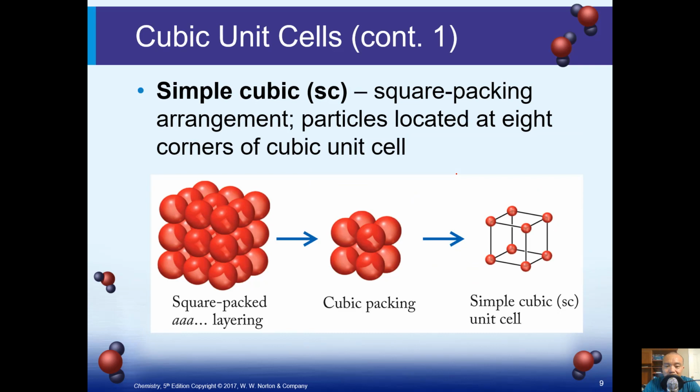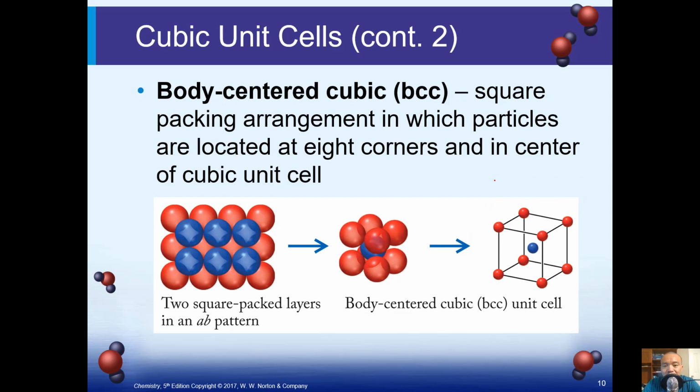The simplest example of a cubic unit cell is the simple cubic unit cell. In the simple cubic unit cell, there are particles located on each of the 8 corners and none on the faces or within the body of the unit cell. This structure is the least efficient in terms of packing. Perhaps the only example among metals is radioactive polonium.